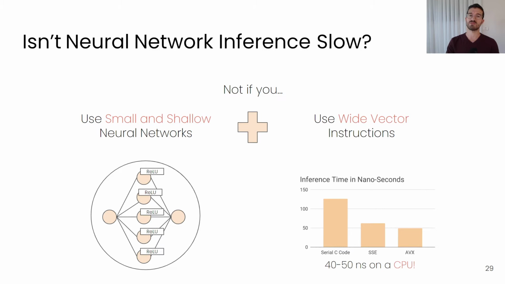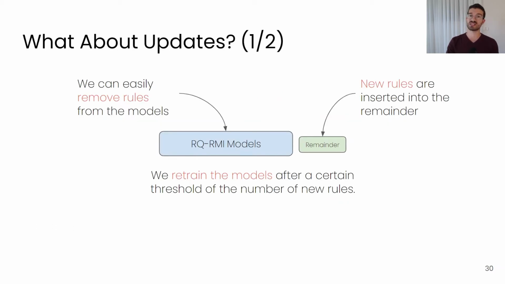By combining small and shallow neural networks with wide vector instructions, we can evaluate an RQRMI model within 40 to 50 nanoseconds. Adding the secondary search and the remainder, the end-to-end classification latency varies between 100 to 300 nanoseconds. NuevoMatch supports updates. We can easily remove rules from RQRMI models and insert new ones into the remainder. After passing a threshold in the number of new rules, we retrain the models.